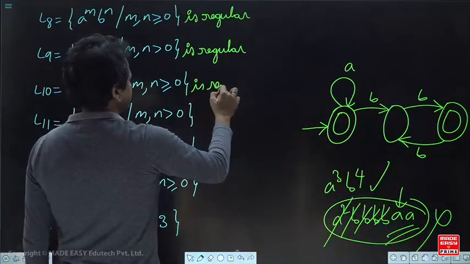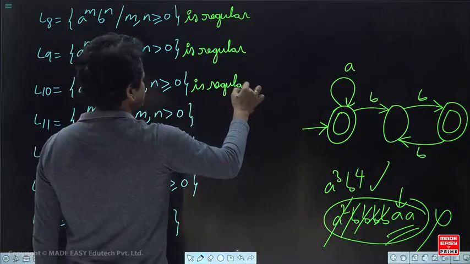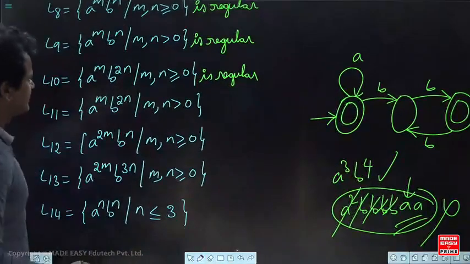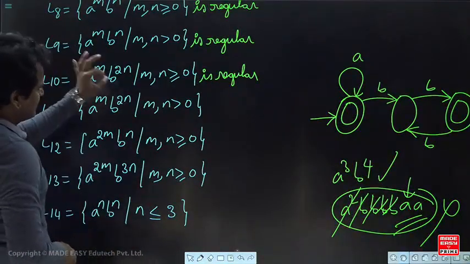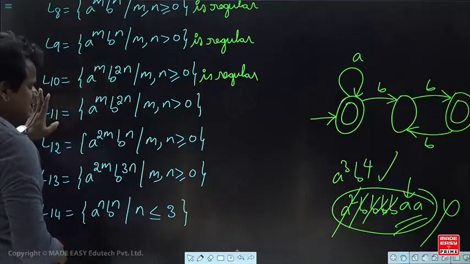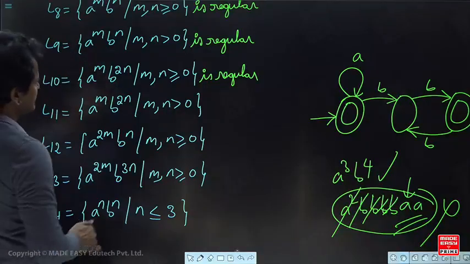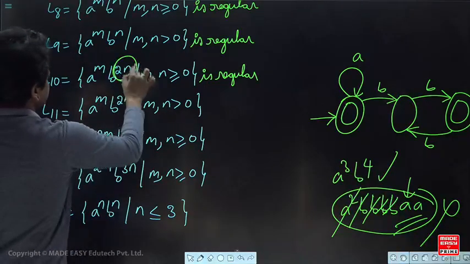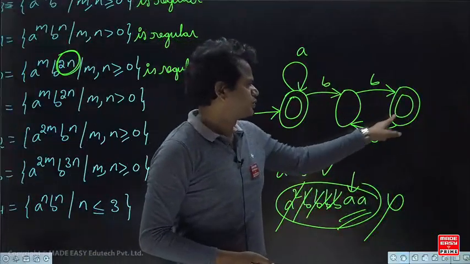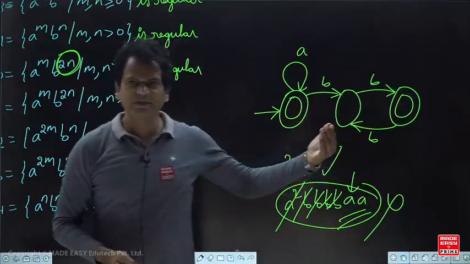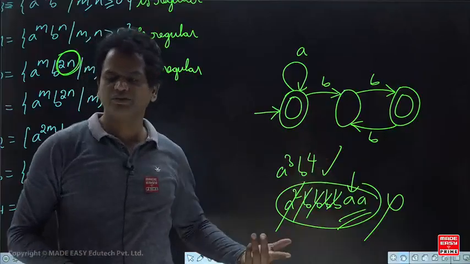How is it regular? Here there is no relation between A and B. Here A suppose 100, B's can be 100, B's can be more than 100, B's can be less than 100, but the thing is, B's must be an even number. Yes, we can check. How can we check? 1, 2, 3, 4. For even B's we go to final. For odd B's we go to non-final. That's it.